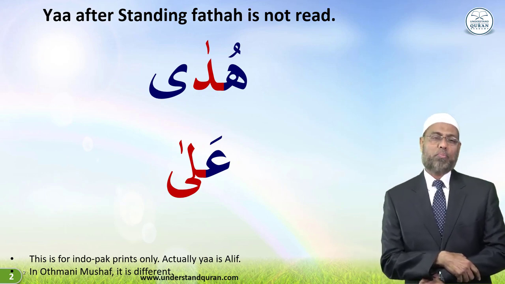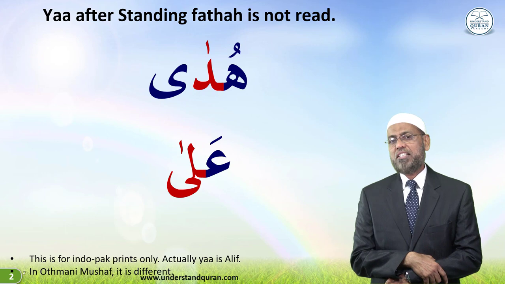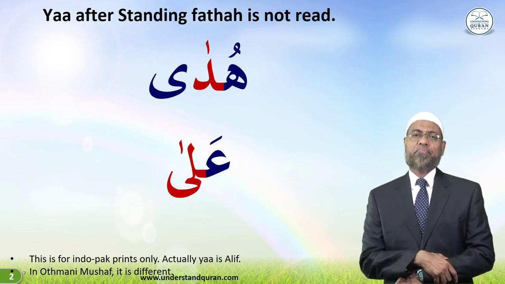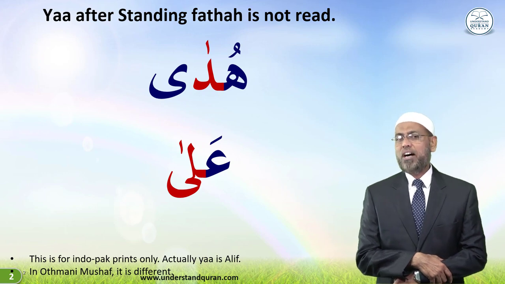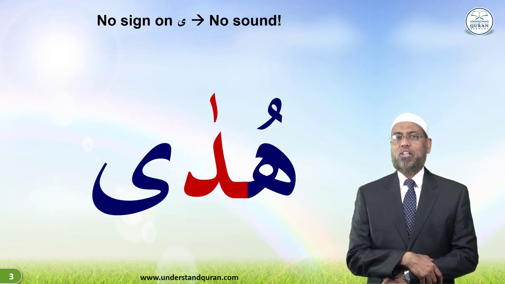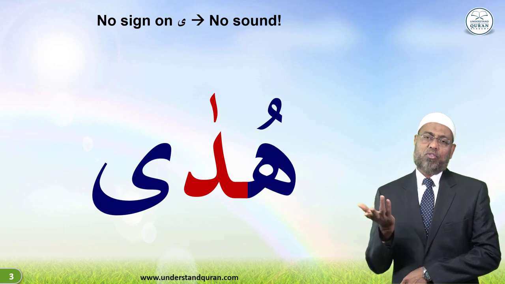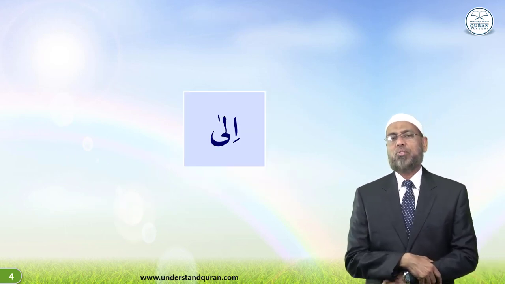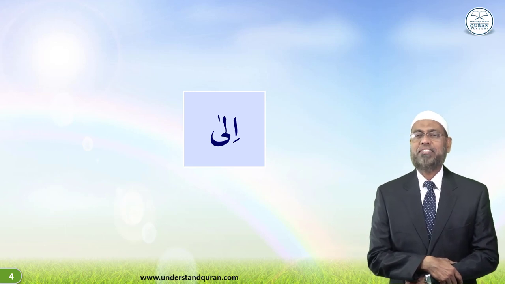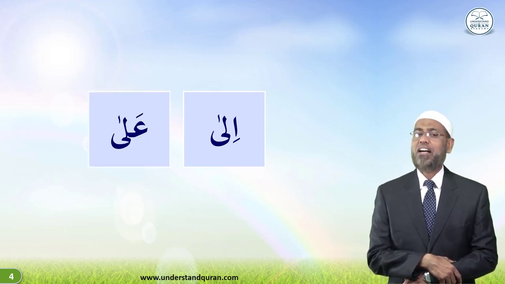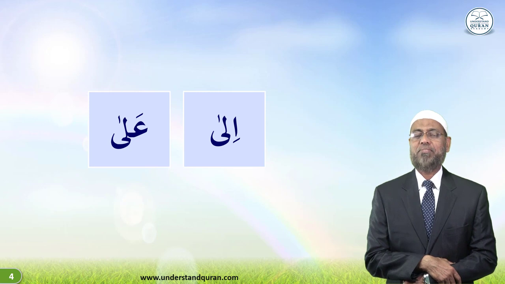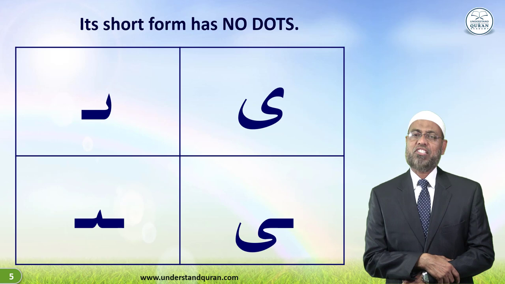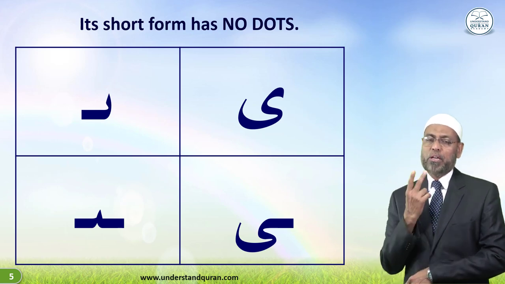Well, this is for Indo-Pak prints only. Actually, ya is alif, and that's why it is written differently in Arab world prints. Anyway, huda and ala. Remember, no sign on ya, no sound. Huda, that's all. You don't read ya. So, can you repeat after me? Ila, ila, ala, ala. And also remember, the short form of such a ya has no dots below it.